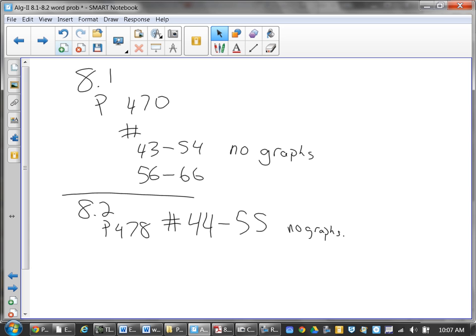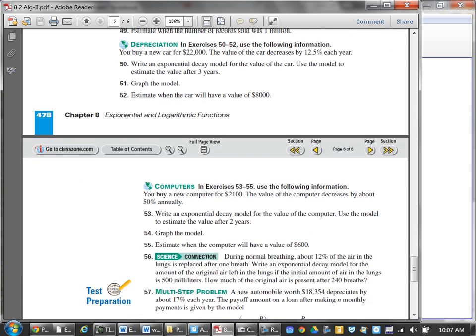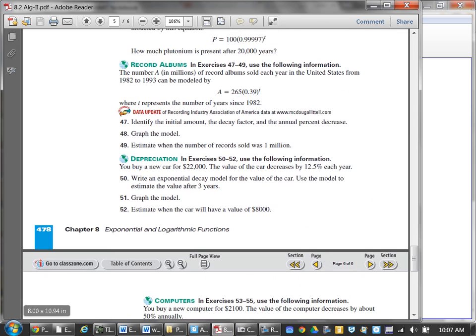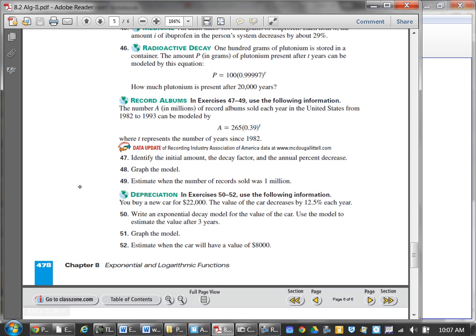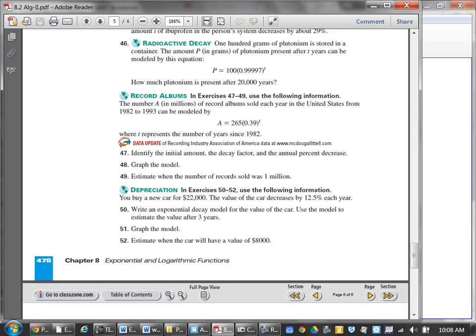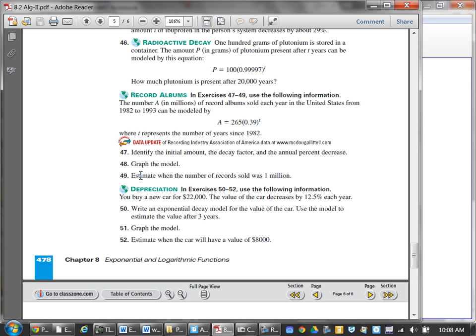Did you mean to write down 46 and not 47? If I'm looking at this one here for the decay, this is 8.2. They're giving you the decay model. What's the initial amount, percentage decrease? Graph the model. You don't have to do the graph. Just use the formula to figure out when it was a million. That kind of stuff. Very, very easy to set up.